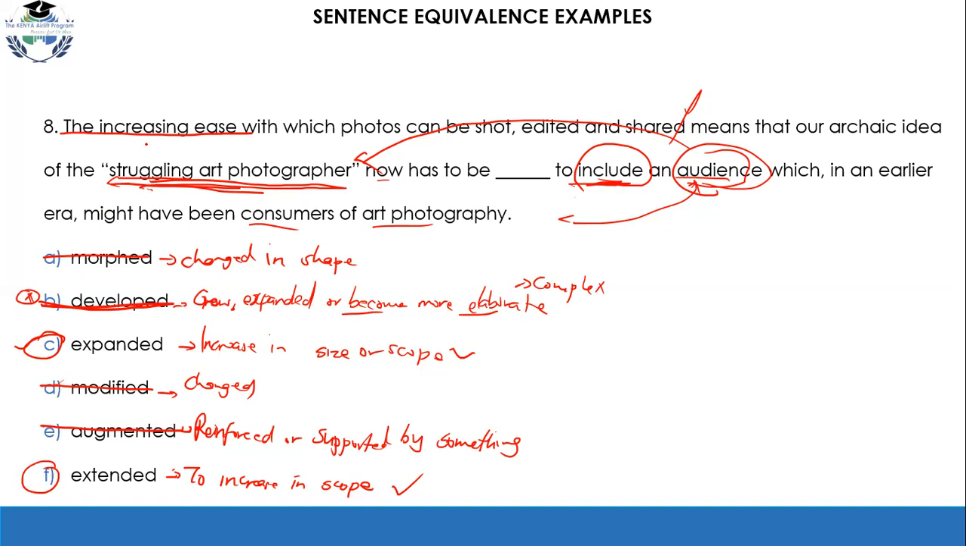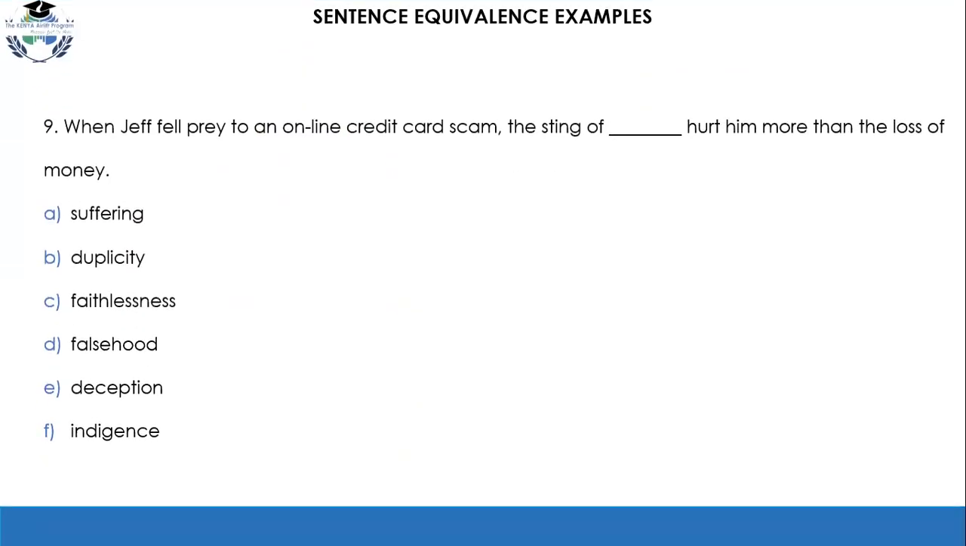So to increase the ease with which photos can be shot, edited, and shared means that our archaic idea of a struggling art photographer now has to be expanded to include an audience, or now has to be extended to include an audience which in an earlier era might have been consumers of art photography, right? So that is of course correct.